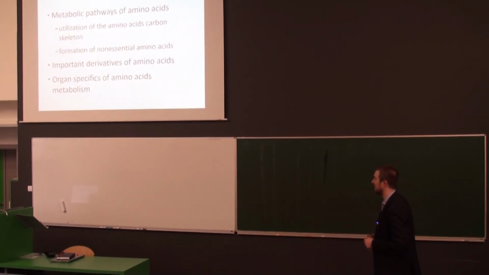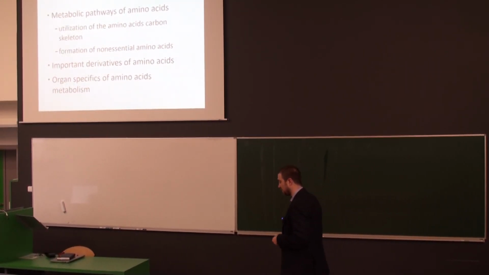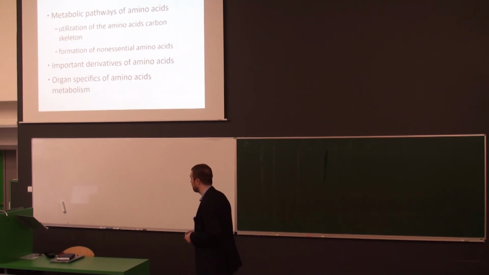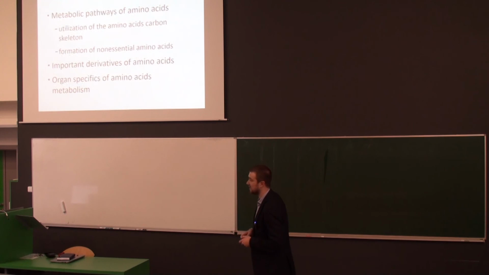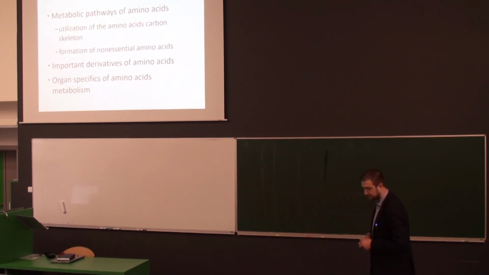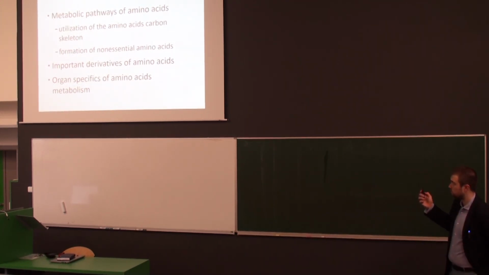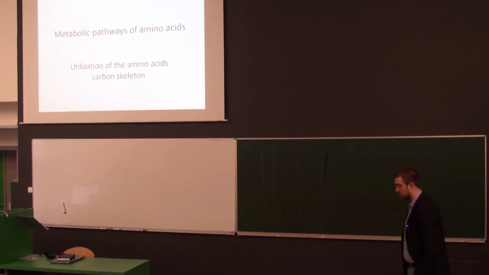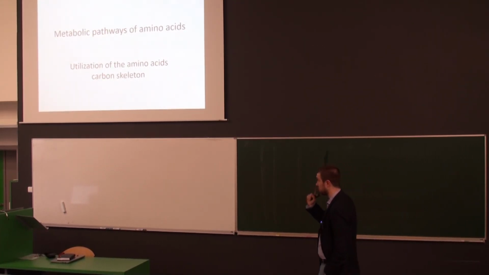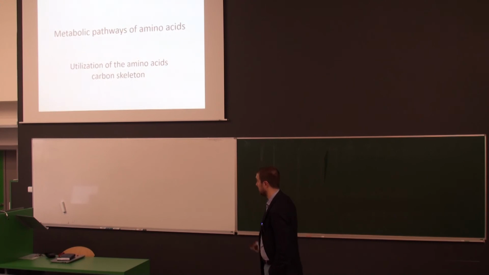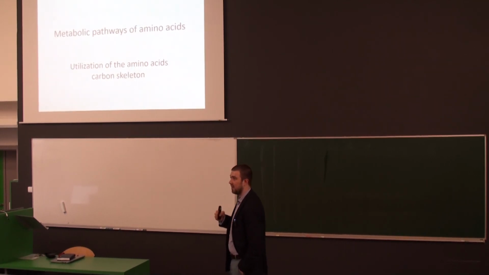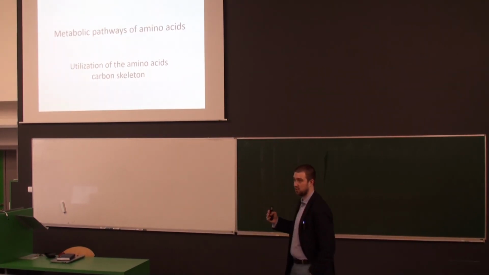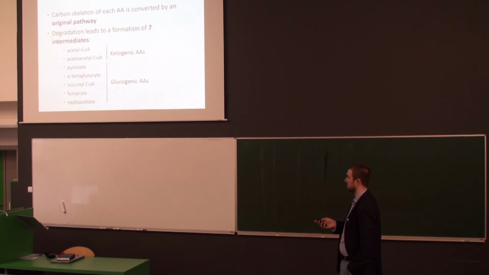The pathways, how to utilize and how to form the amino acids. And then in the second part, we will review the derivatives of amino acids that we produce. So first, we start with the utilization of carbon skeleton. Yesterday we did the utilization of ammonia. So now what we have is carbon, hydrogen, and oxygen inside the carbon skeleton.